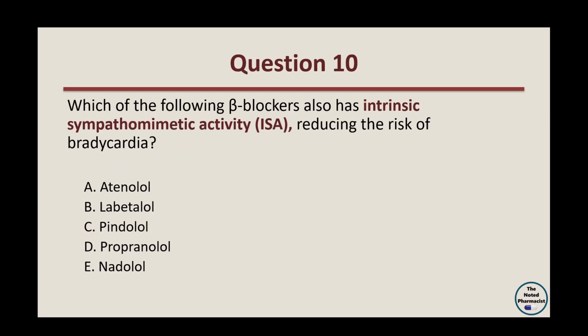Question 10. Which of the following beta blockers also has intrinsic sympathomimetic activity, ISA, reducing the risk of bradycardia? Option A, atenolol. Option B, labetalol. Option C, pindolol. Option D, propranolol. Option E, nadolol.